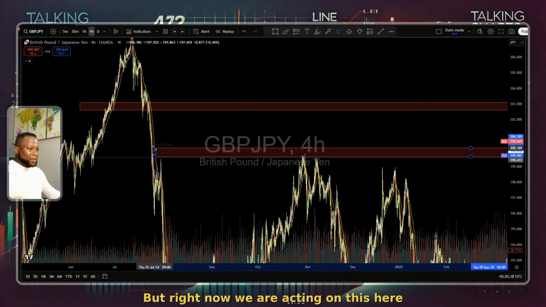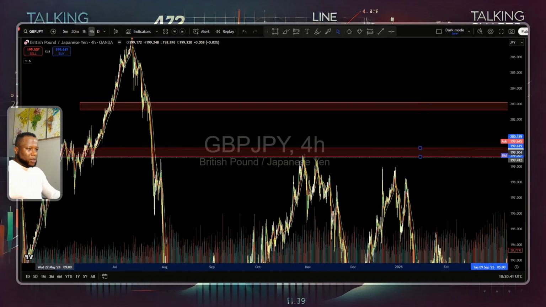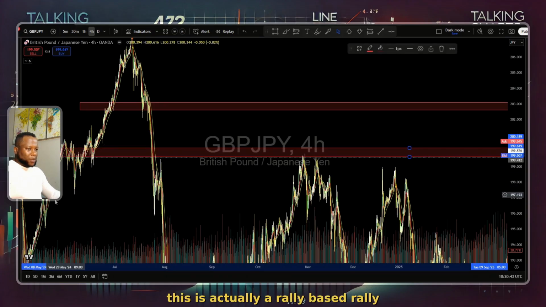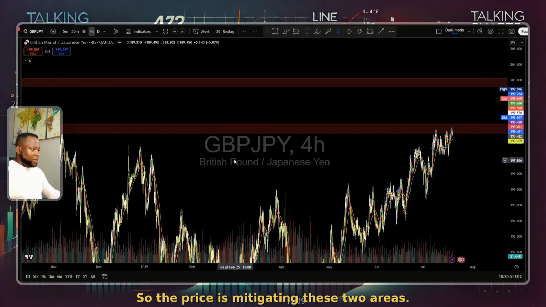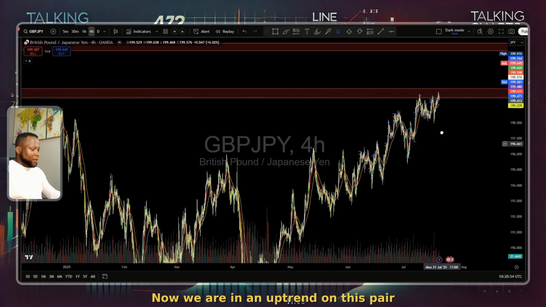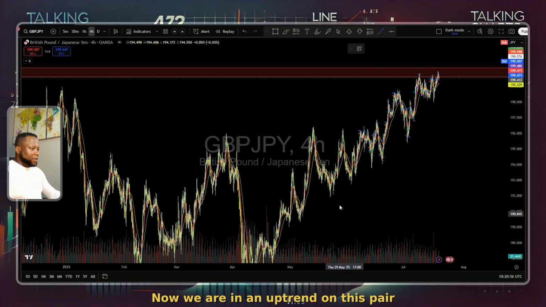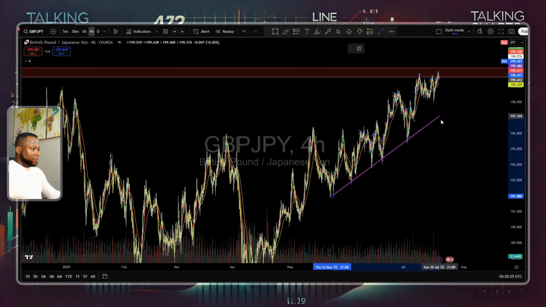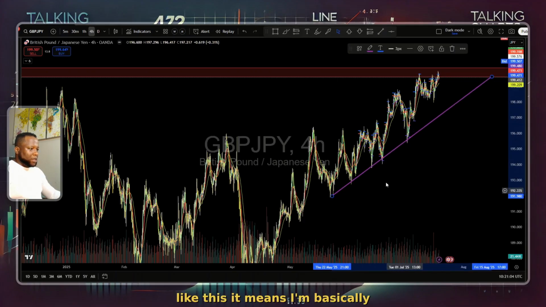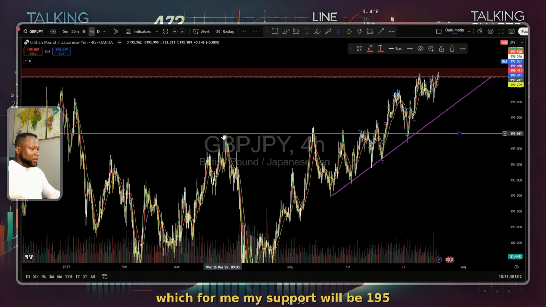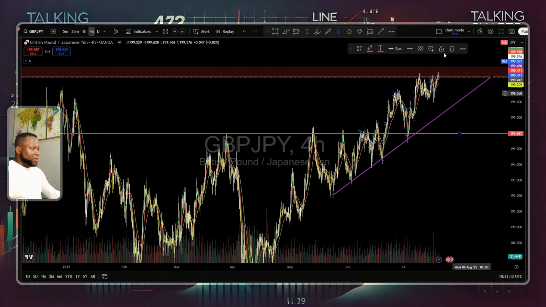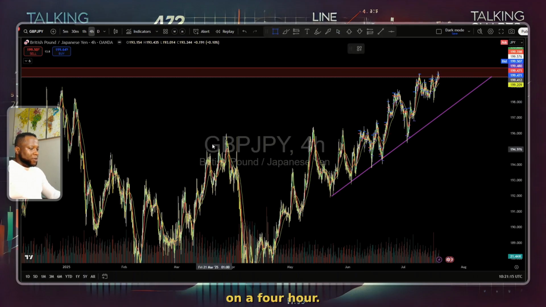But right now we're acting on this here. This is actually a rally base rally, but it became resistance because the support down here turned into resistance, right? So the price is mitigating these two areas. Now we are in an uptrend on this pair on the 4 hour. If I line this up like this, it means we're expecting price to come a little bit down again to grab some buy orders, which will mean my support will be at 195 on the 4 hour.